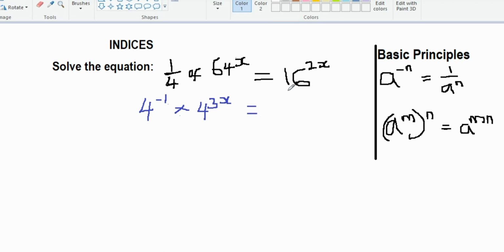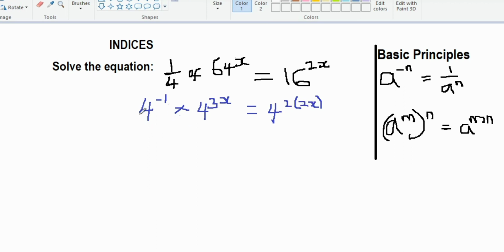On the right hand side, we have 16 raised to power 2x. We can actually break it down into 4 raised to power 2, and then let's open a bracket, 2x, bracket close, which is the same thing as what is applicable in the second principle. 2 can be multiplied by the exponent 2x.